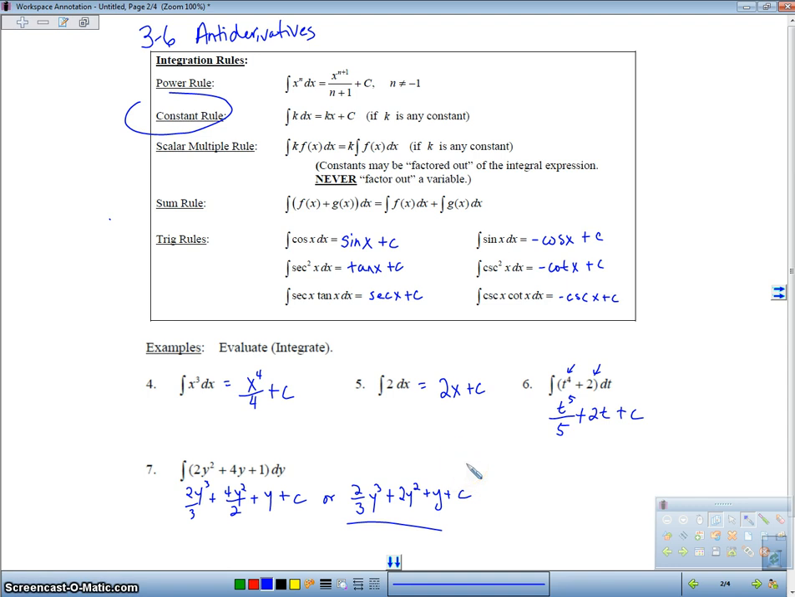Those are some examples, and I'll be back in another video for more examples using these properties, these rules of antiderivatives.